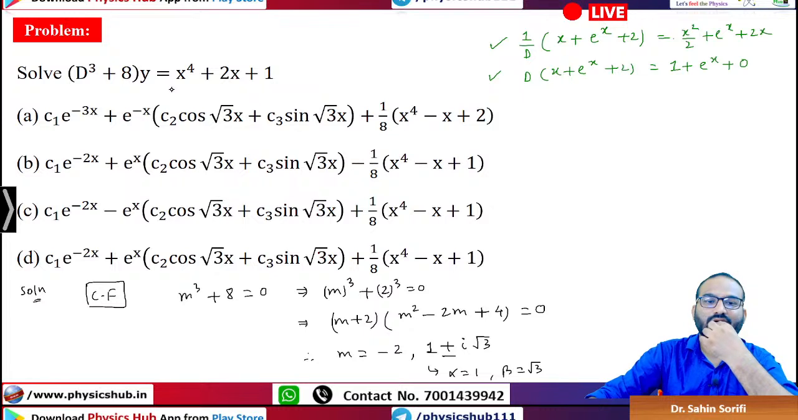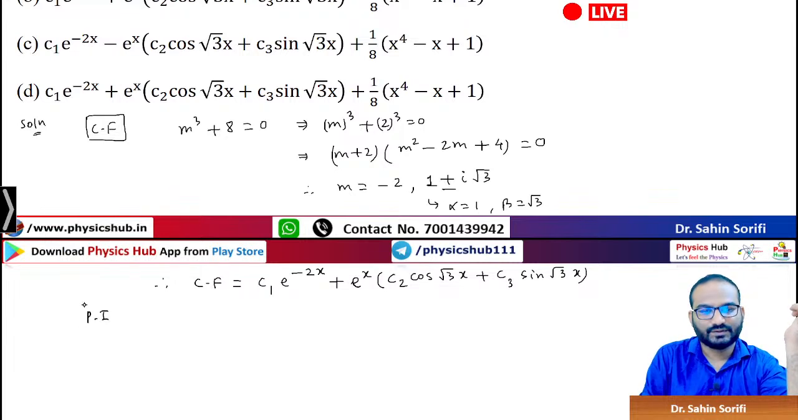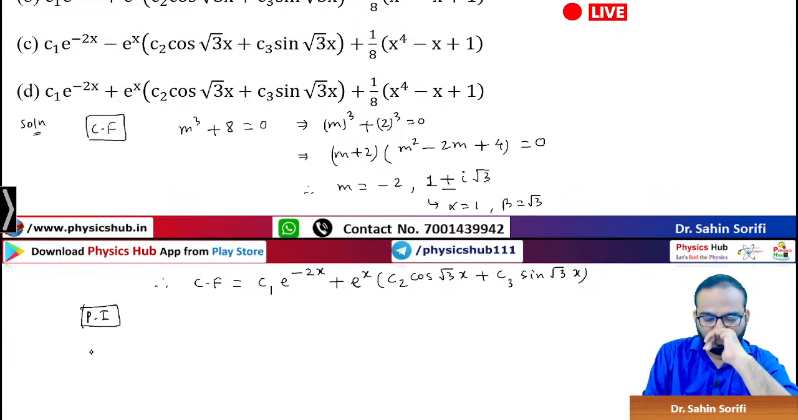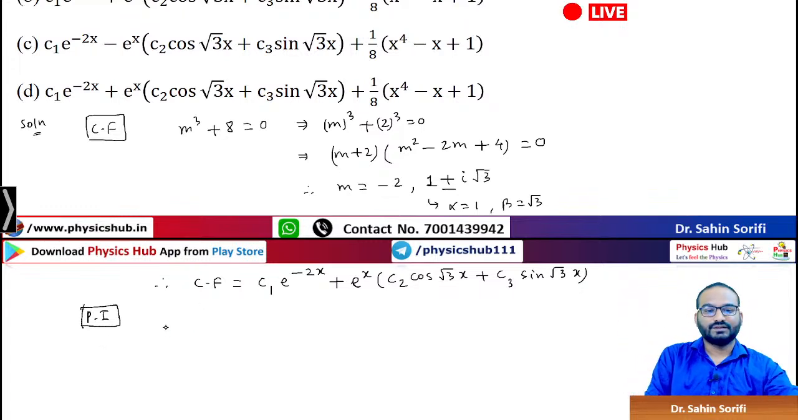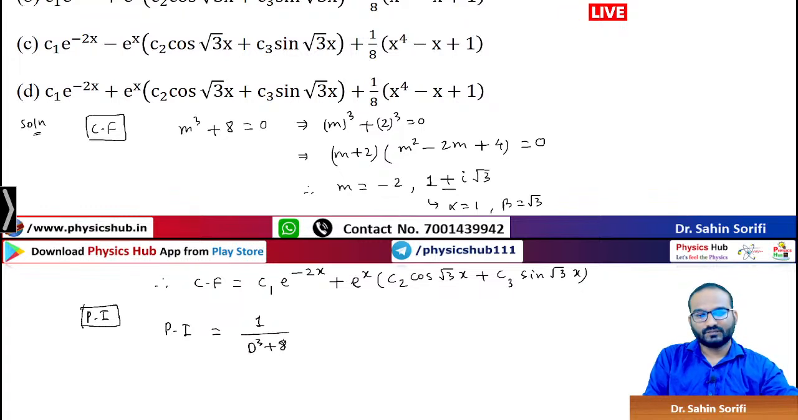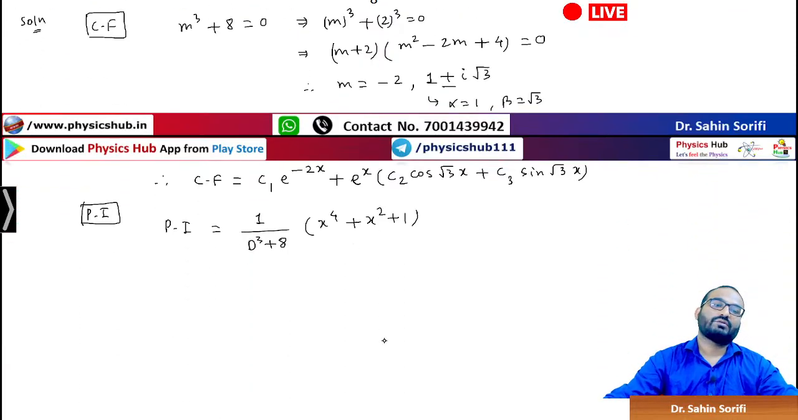Now it is a polynomial of x. So I have told you how to do, you have to expand it. So let's do this. So complementary function is done. Let's go for particular integral. Sorry guys. So particular integral will be 1 upon f of D, is D cube plus 8, to be applied on x to the power 4 plus 2x plus 1.